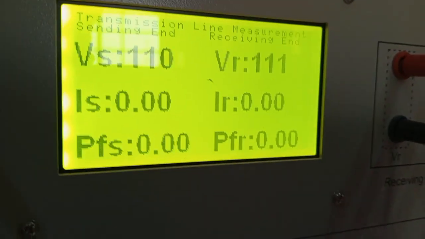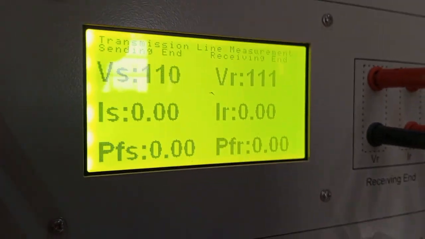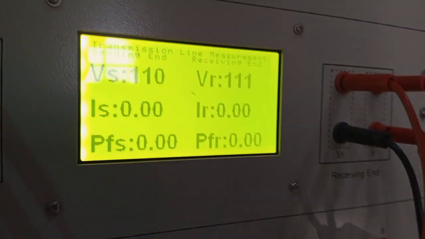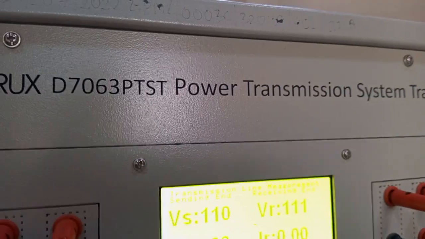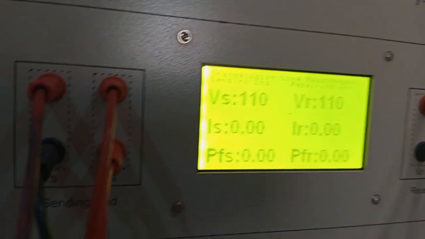No load, exactly. So that's what the open circuit wants us to know, that whenever we have open circuit, the voltage goes to maximum, both at the sending and the receiving end, but the current goes to minimum. So we're having 0 current. Any question?